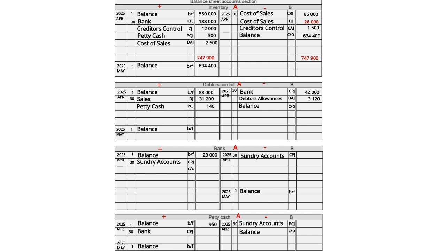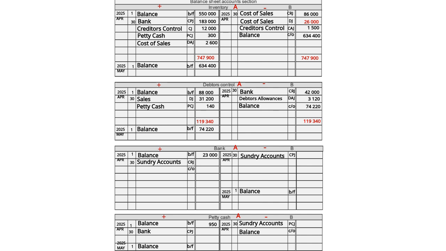Now that we've entered all the transactions from our extracted journals, we simply add the debit side and we get 119,340. We know the credit side must also equal 119,340. So the difference on the credit side is 74,220. And that will be our balance that we will bring forward on the 1st of May.